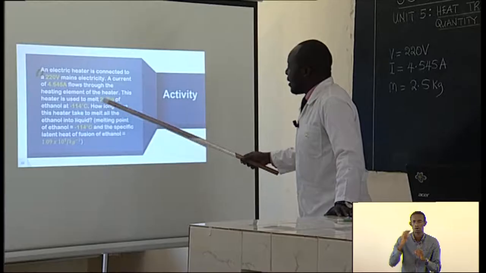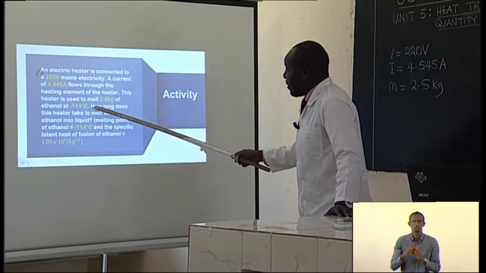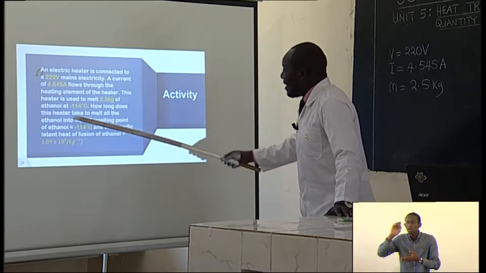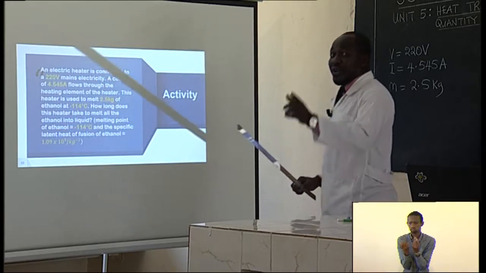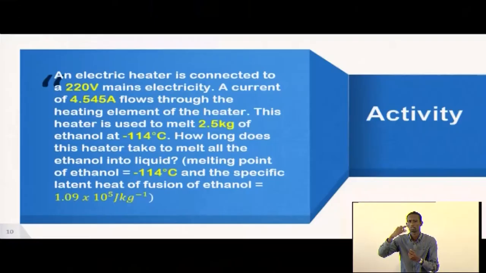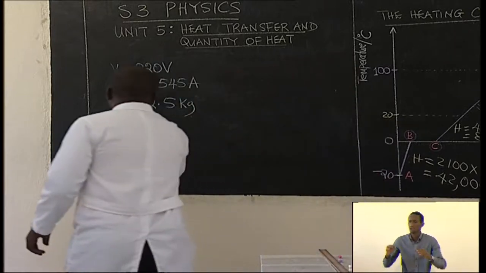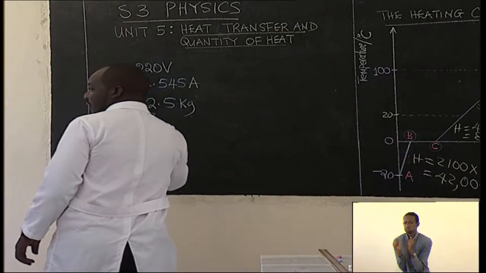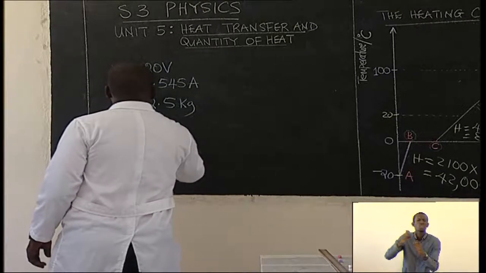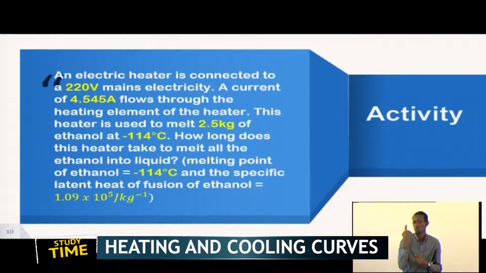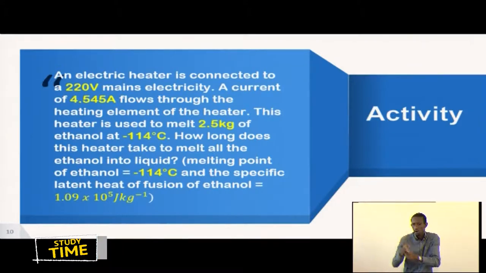So it is used to melt the ethanol. They're asking us how long this heater takes. When they talk of how long, what does it tell you? They are asking us to get what? Time. So how long does it take to melt the ethanol? And the specific latent heat of fusion of ethanol is given as 1.09 times 10 to the power 5 joules per kilogram. So they want us to get time.